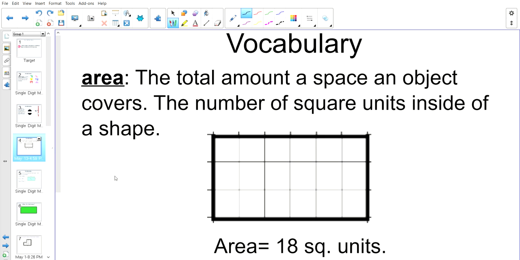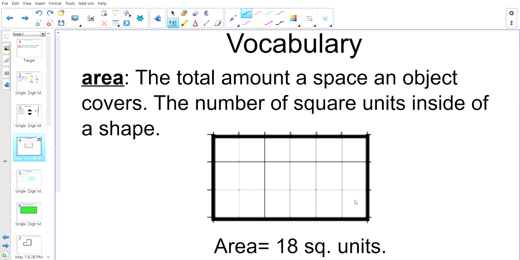Our last vocabulary word is area. Area is the total amount of space an object covers. It's the number of square units inside of a shape. If you look at the rectangle on the screen, you can see that it's covering a certain amount of space. On this example, you can actually see all of the square units inside of the shape.